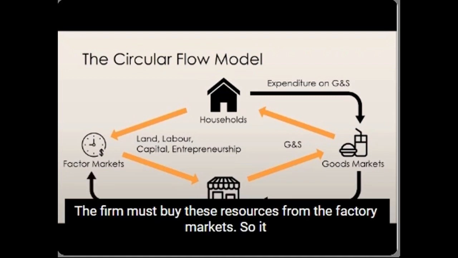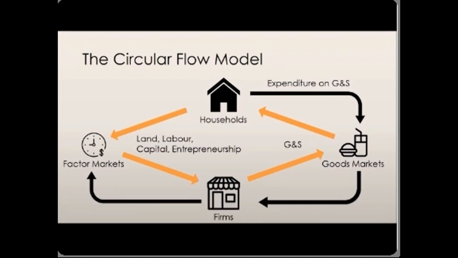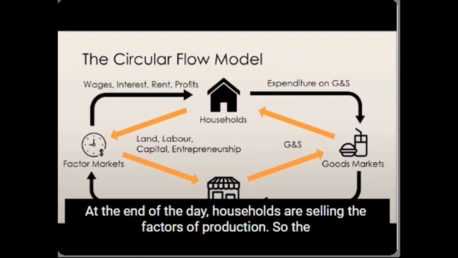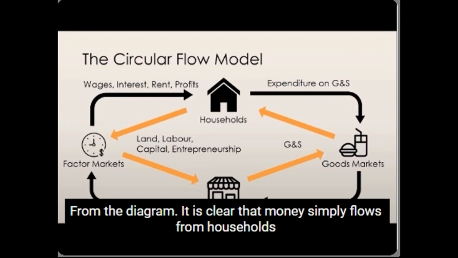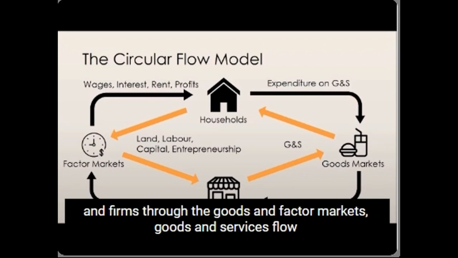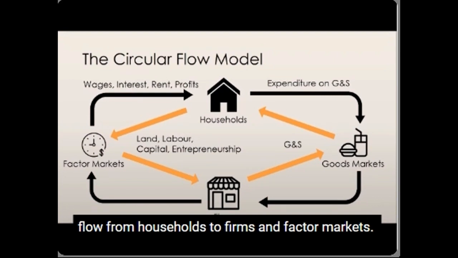The firm must buy these resources from the factor markets, so it spends its money over there. At the end of the day, households are selling the factors of production, so the money goes back to them. From the diagram, it is clear that money simply flows between households and firms through the goods and factor markets. Goods and services flow from the firm to the household through the goods market, and economic resources flow from households to firms in factor markets.